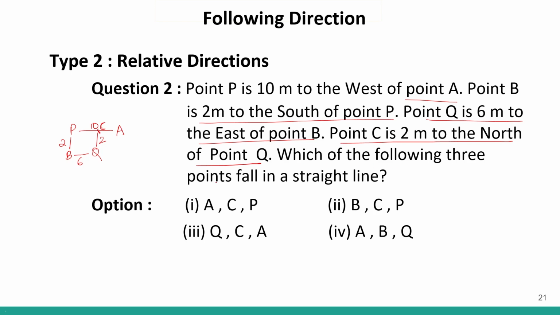Right? Which of the following three falls in a straight line? So this is the diagram. Clearly, we have to find out which of the following three falls in a straight line. So ACP, I can very clearly see that ACP falls in a straight line. Hence, our answer will be option number 1, A, C, and P.